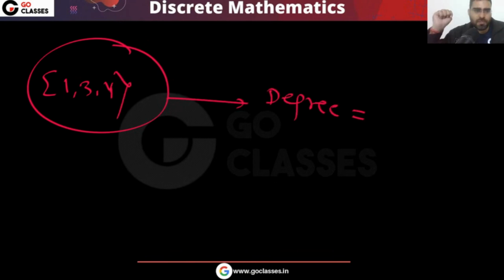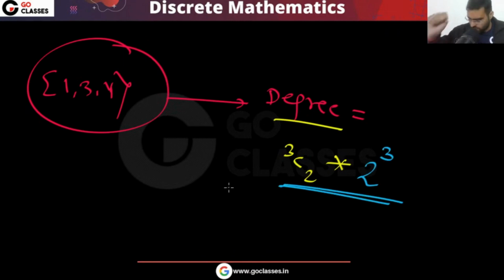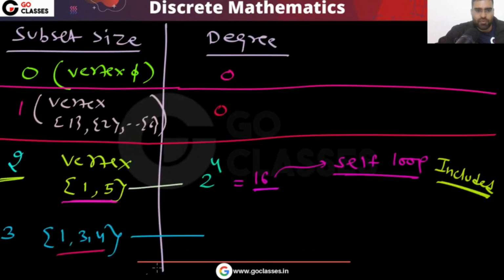The degree will be, you select 2 of them, multiplied by the remaining elements. They have 2 choices. That's it. This is your degree. So finally I can say here the degree will be 3 into 2 to the power 3.